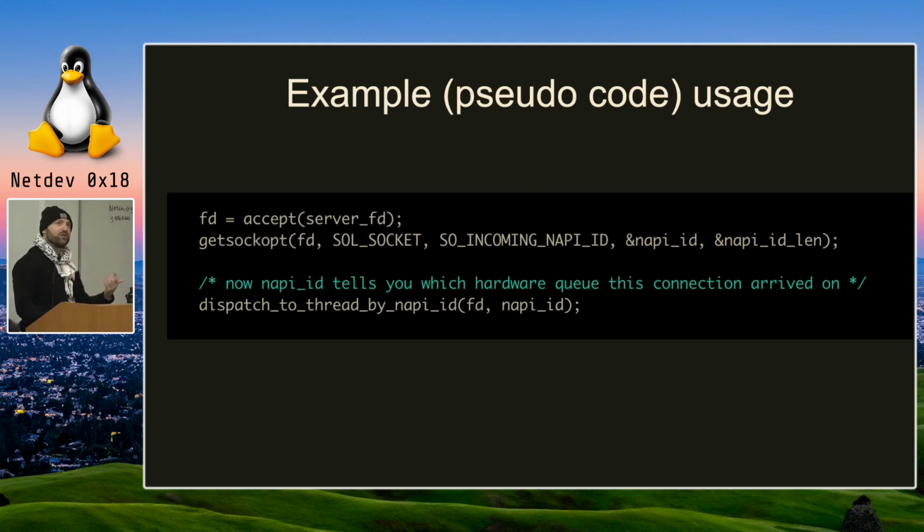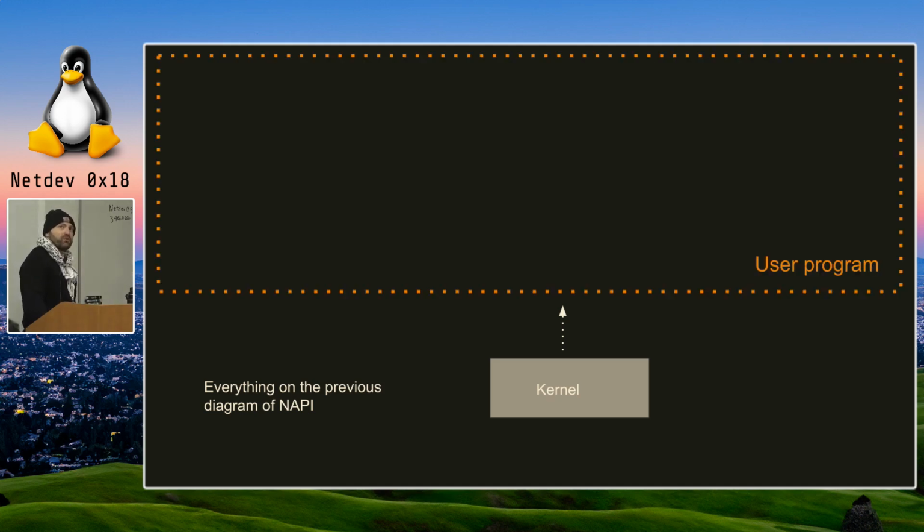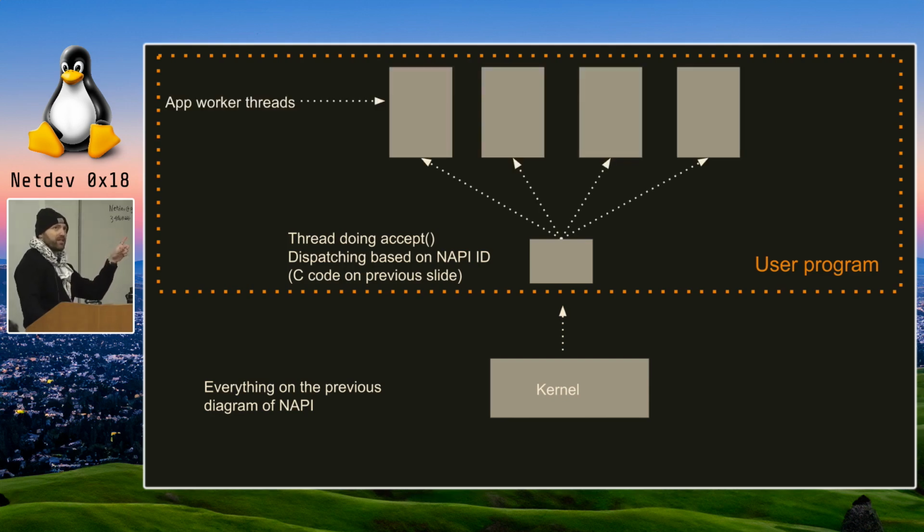But you'd have your one thread that does accept. You'd accept the connection, you'd use getsockopt and ask, hey, which NAPI ID did this file descriptor come in on? And now dispatch this file descriptor to one of my worker threads based on the NAPI ID that I got. And in diagram form, just because I think it's easier to understand if you diagram it, imagine all of the NAPI things in the kernel happening in the gray box. You have your user program in this orange box, and the user program has a single thread doing accept, and some code dispatching based on NAPI ID, like I showed you in the previous slide, to the worker threads.